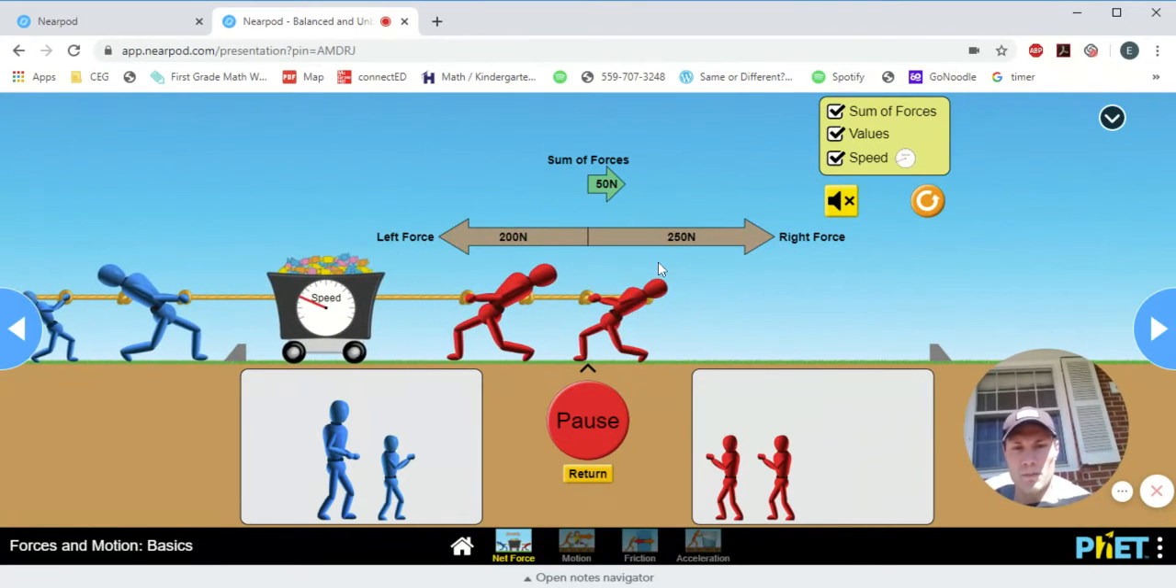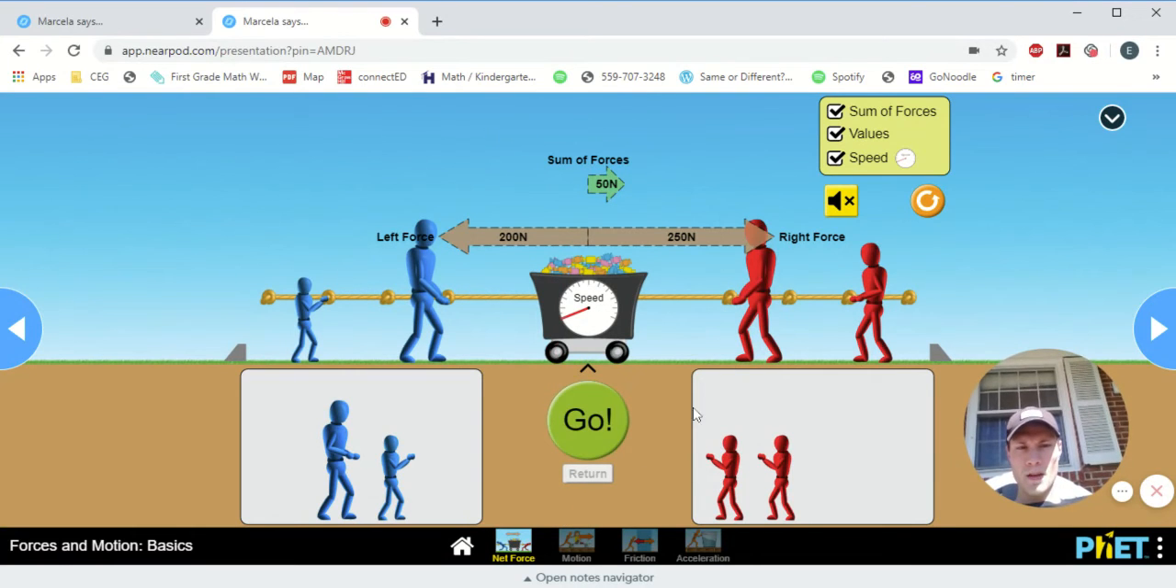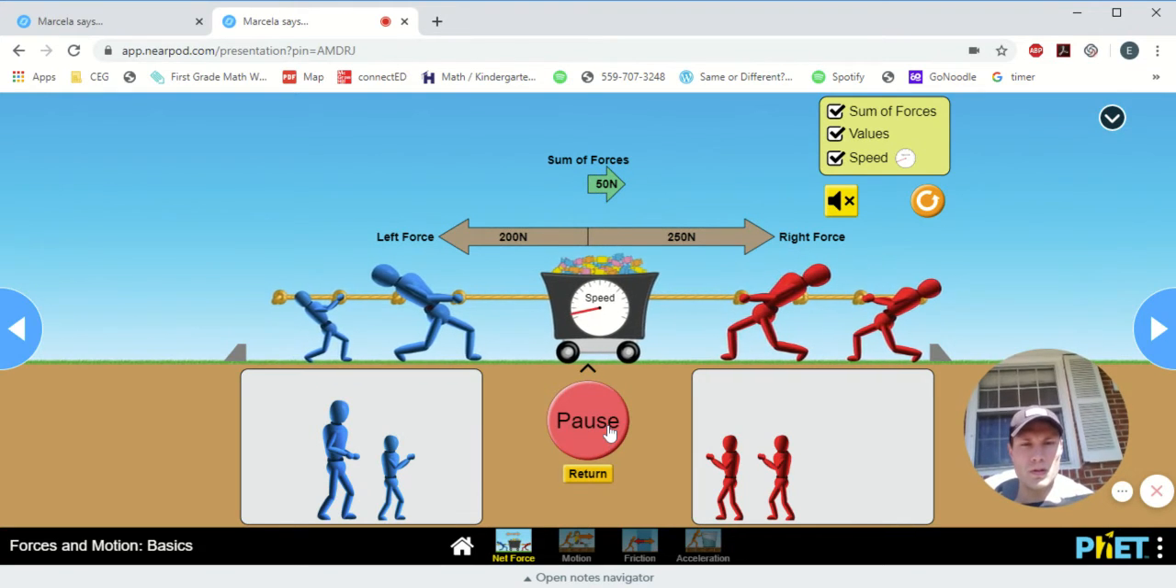Oh no, stop. Oh, too bad. Alright, so look what happens. I've added more force on this side. Now it's 250 to the right and 200 to the left. Subtract the smaller number from the bigger number. The total force is 50 newtons to the right. They pull.